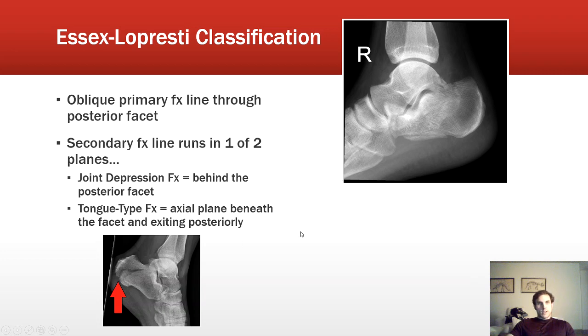All right, so that's your Essex-Lopresti classification. Again, the main two types of fractures you'll see are joint depression fractures or tongue type fractures. And these occur as a result of the direction the secondary fracture line runs in. The primary fracture line is always through the posterior facet.